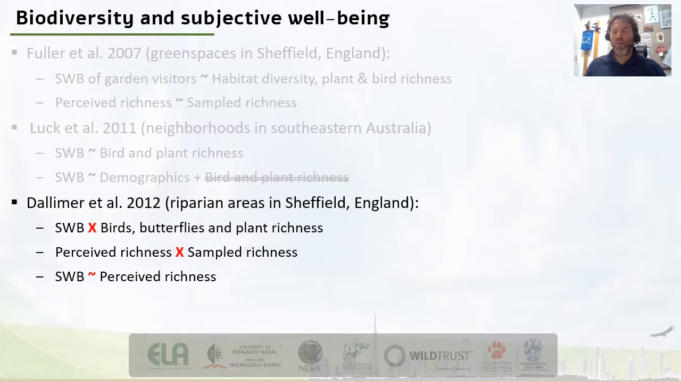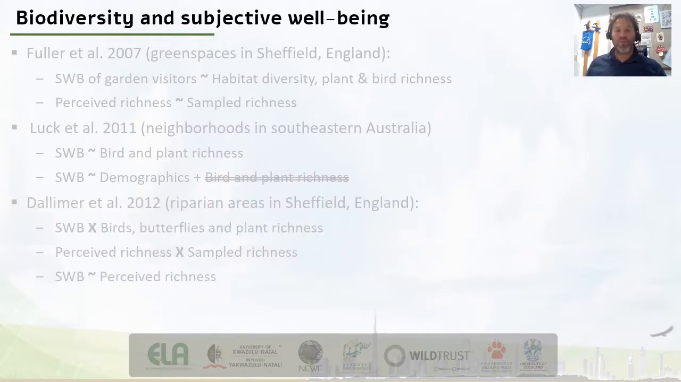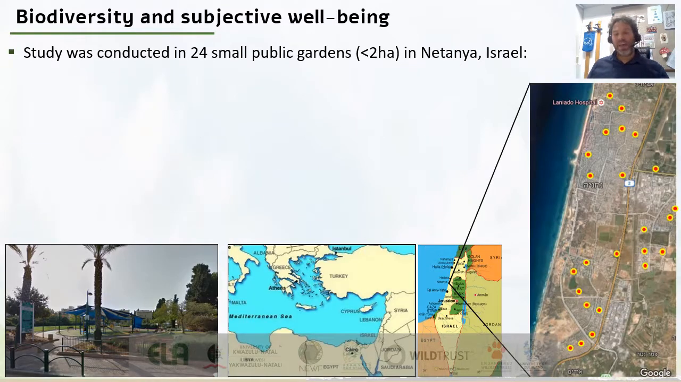But when they looked at the components of subjective well-being in relation to the perceived richness, so what people perceive to have in this riparian area, they found a positive correlation. The richer the riparian area was perceived, the more benefit it provided. So I wanted to replicate this study in Israel. I took a coastal plain in Netanya, just north of Tel Aviv, and focused on 24 small public gardens, very small, up to about 2 hectares.